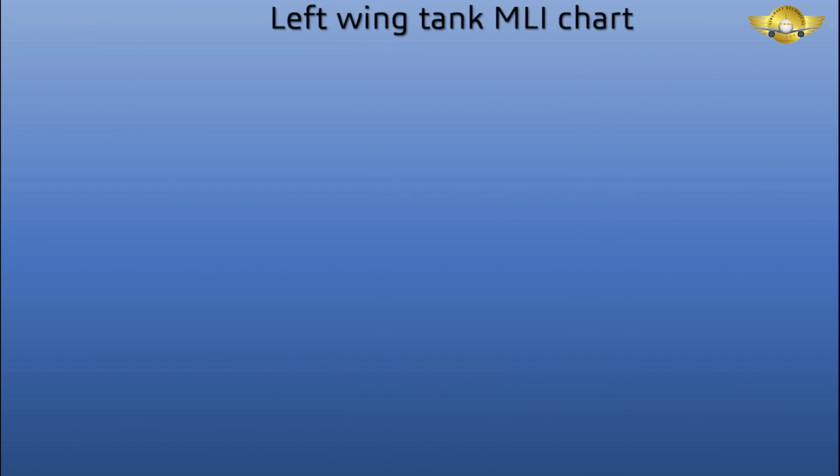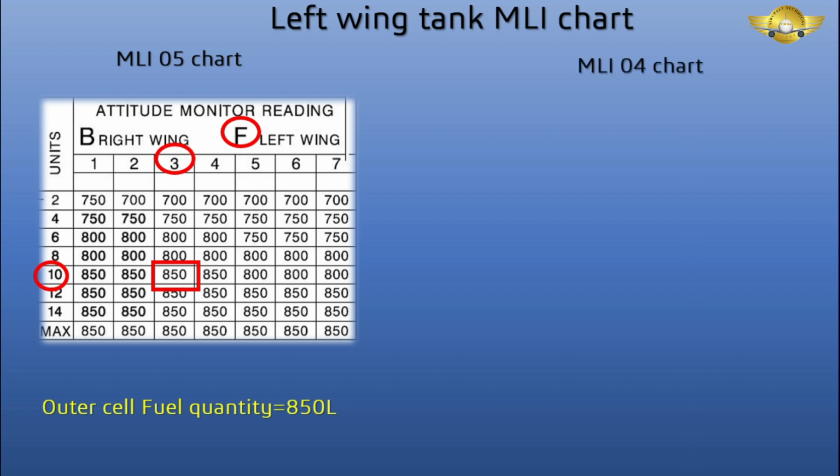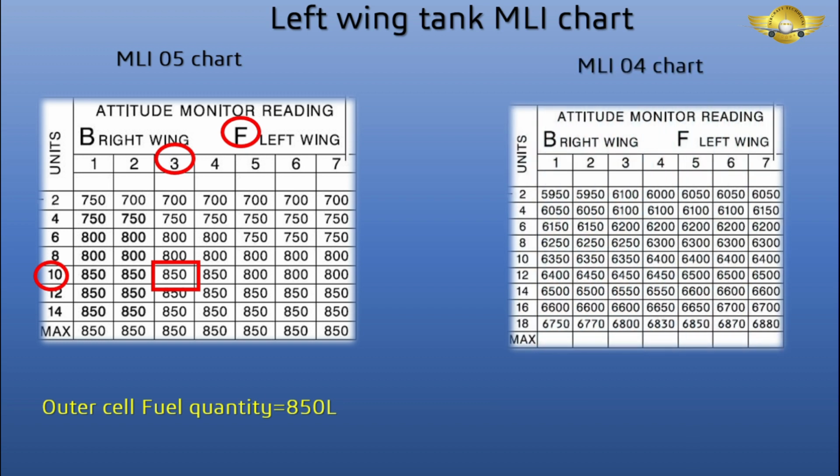Left wing tank MLI chart. Calculate the left wing tank fuel volume as per the MLI chart. MLI number 5 chart. Aircraft roll data is F and the pitch data is 3. MLI reading is 10. Outer cell fuel quantity is 850 liters. MLI number 4 chart. Aircraft roll data is F and the pitch data is 3. MLI reading is 16. Inner cell fuel quantity is 6600 liters.